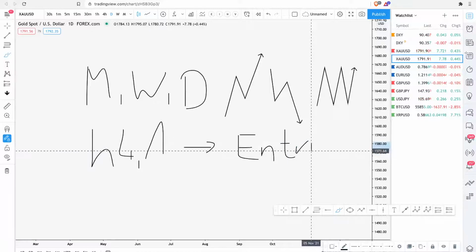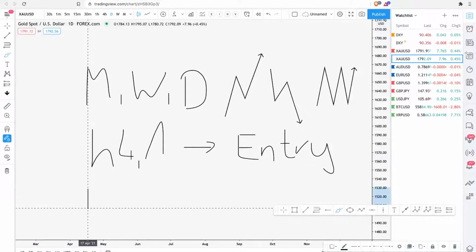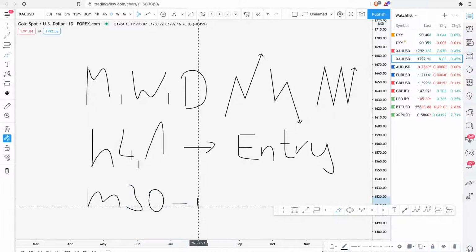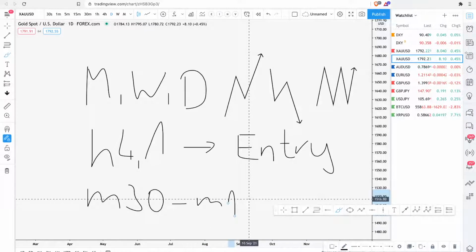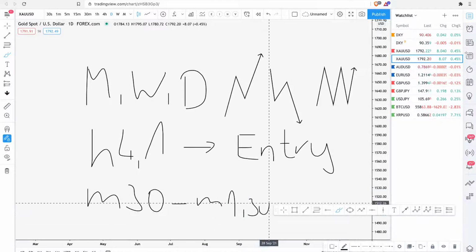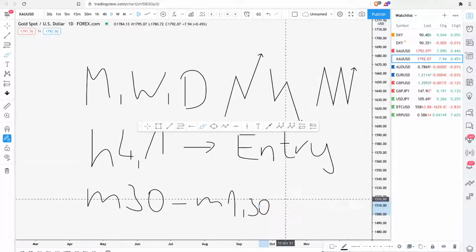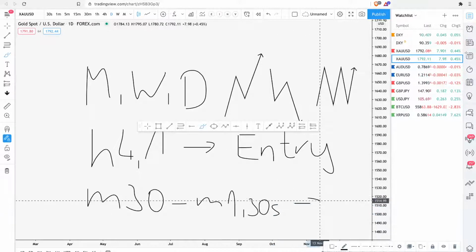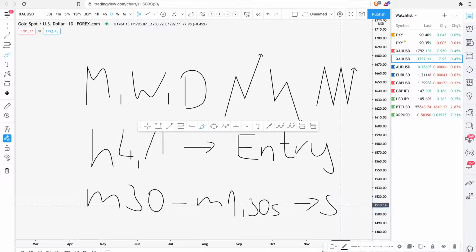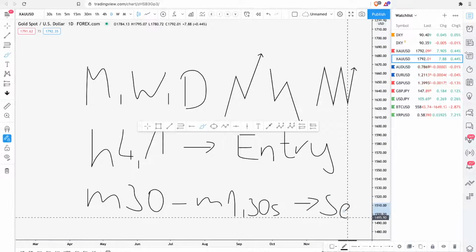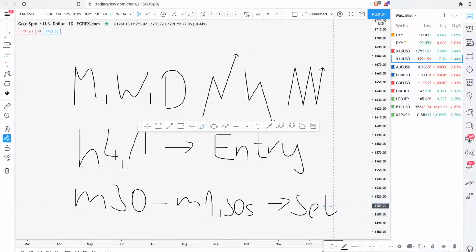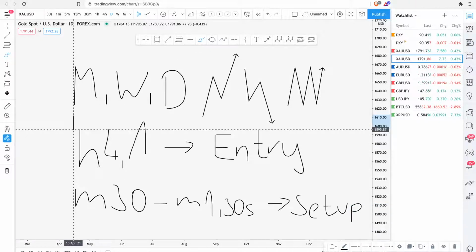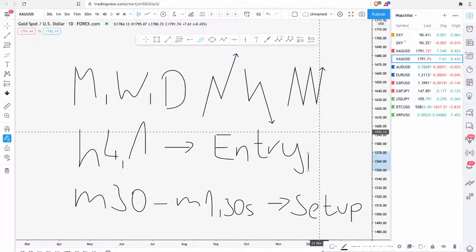So you look for an entry, and then the most important part from my point of view is you should go down to the 30 minute till the 1 minute, and also the 30 seconds. This is what I do. The 30 seconds I don't use every time, but most of the times. Those time frames I use for the setup, to really define my entry plus stop loss, because take profit I also do based on the higher time frame.